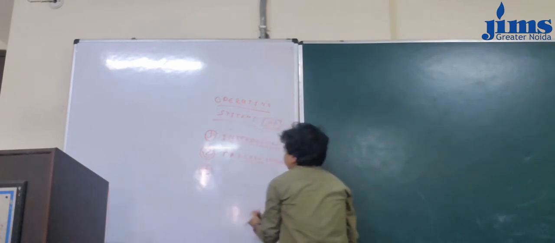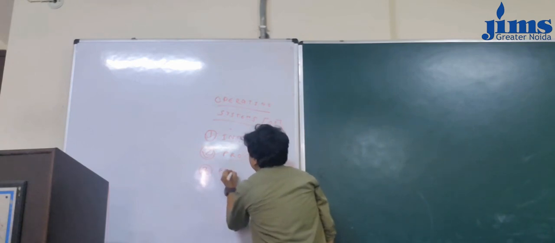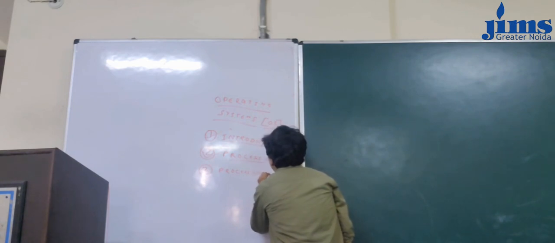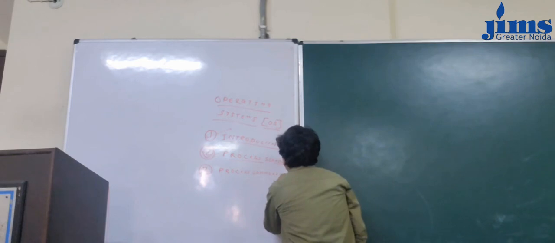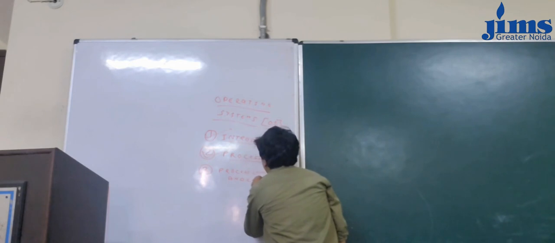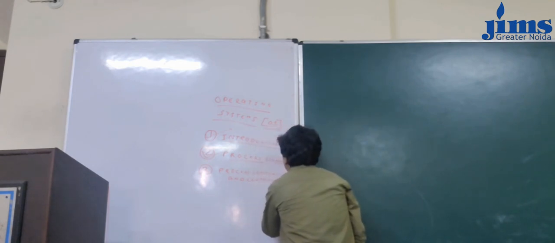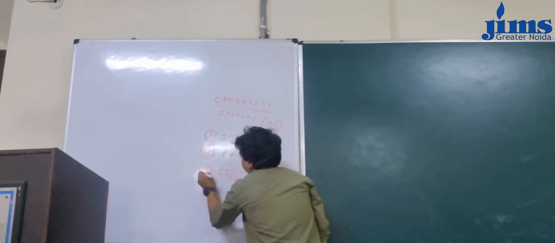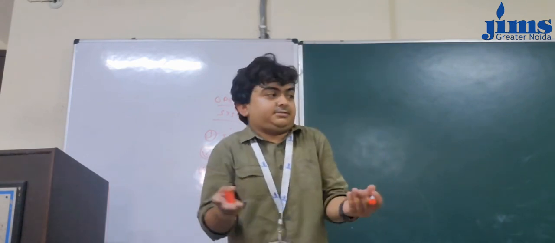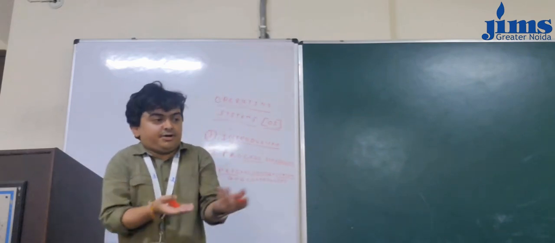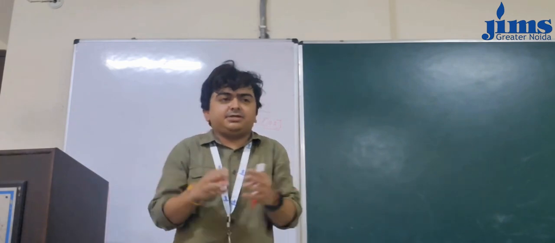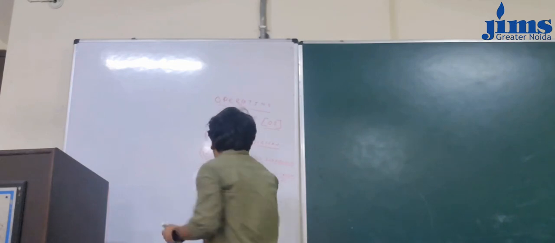Then let's go to the third one. We will be talking about process communication: how these processes communicate with each other when required. That is, how two tasks can communicate with each other if they require help.